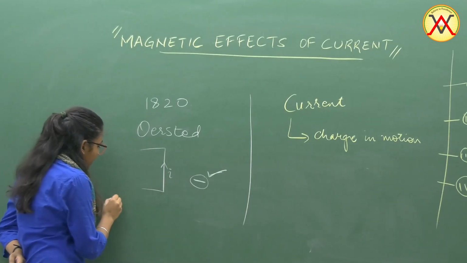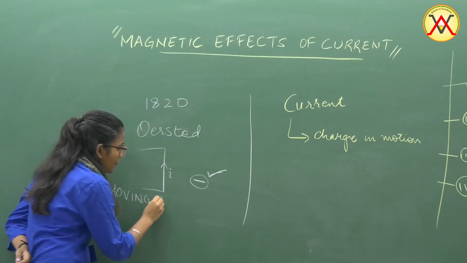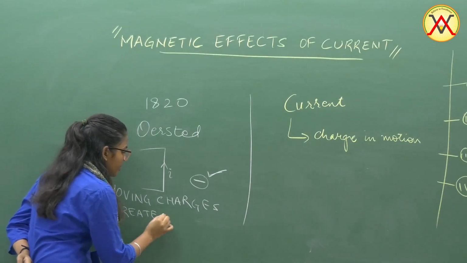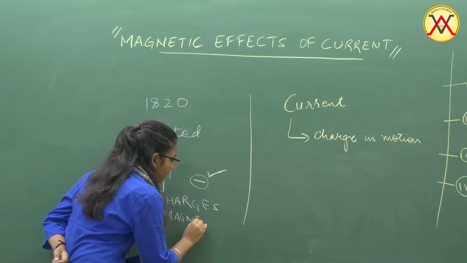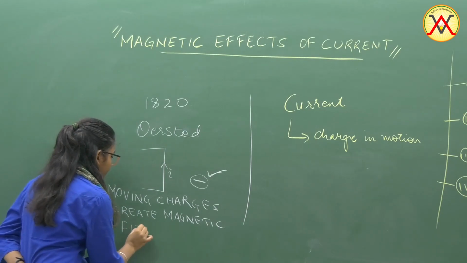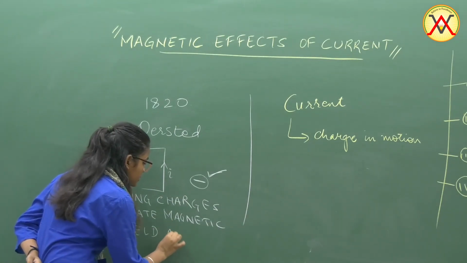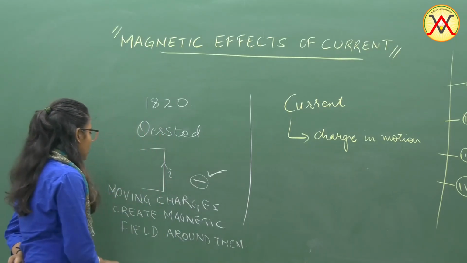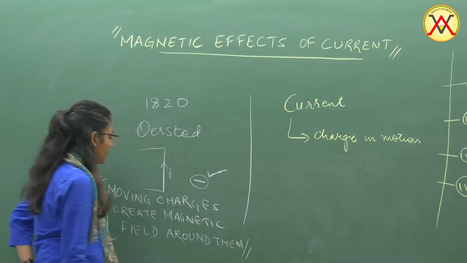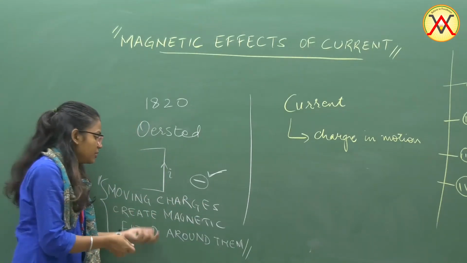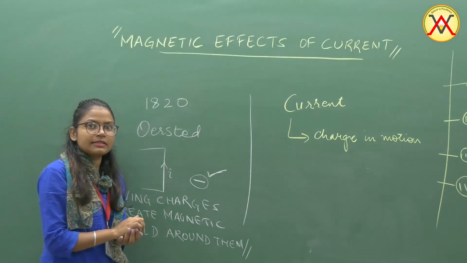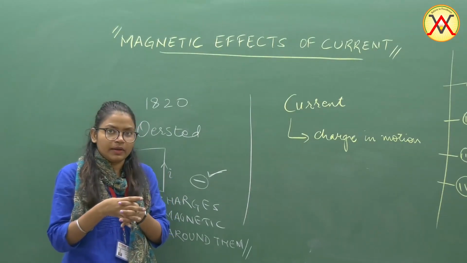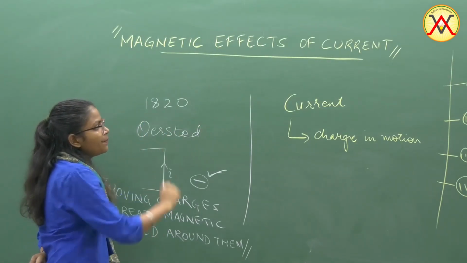After that, he concluded that moving charges create magnetic field around them. And when we speak of moving charges, that means any current carrying conductor is showing magnetic effect or producing magnetic field around it. By this conclusion, we now study the magnetic effects of current. After this conclusion, electricity and magnetism were then studied as interdependent phenomena. Alright, let's start with our chapter magnetic field.